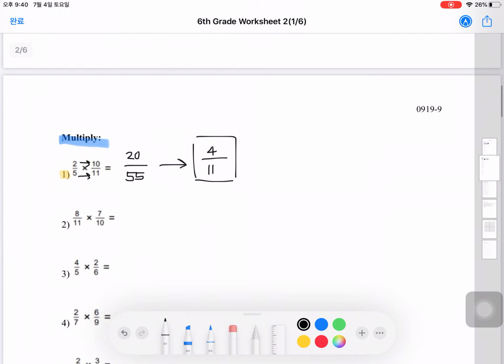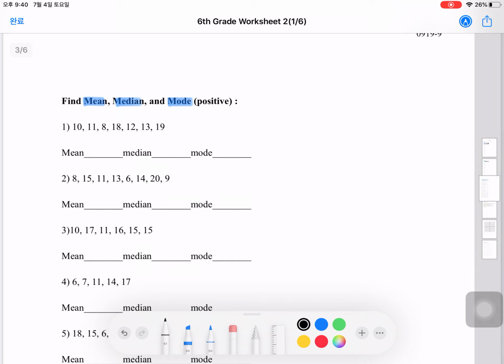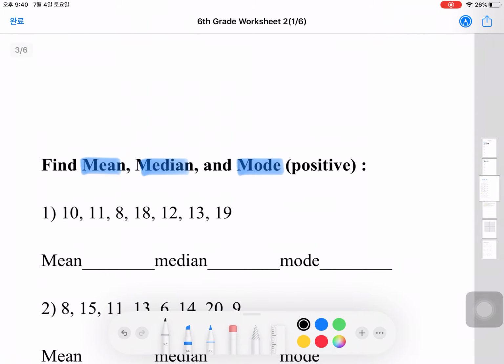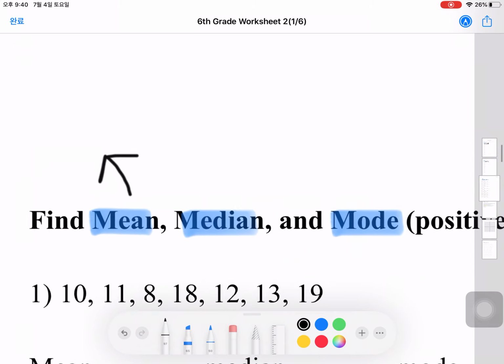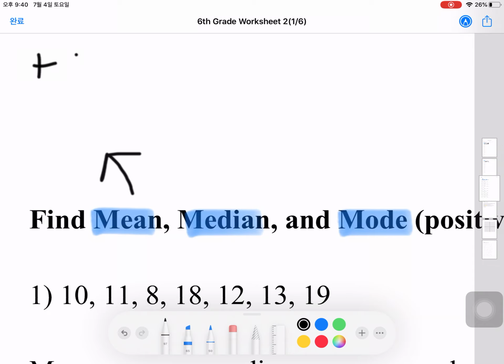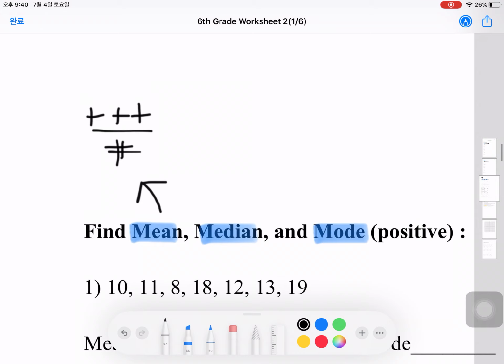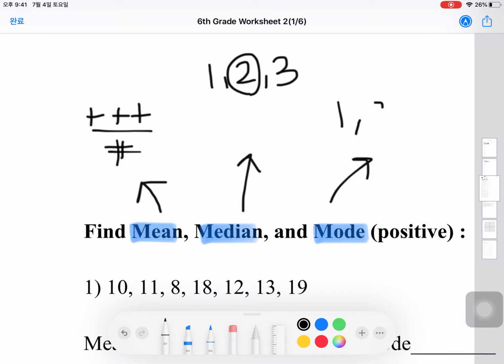Try the rest on your own, and let's go on to the next section, which is finding the mean, median, and mode. So, what is the mean, median, mode? Let's do a little refresher before we begin. The mean is you want to add all of the numbers up and divide it by how many numbers there are. For the median, you want to organize all the numbers in numerical order and find the one that's in the middle. And mode, my personal favorite, is the number that reoccurs the most.